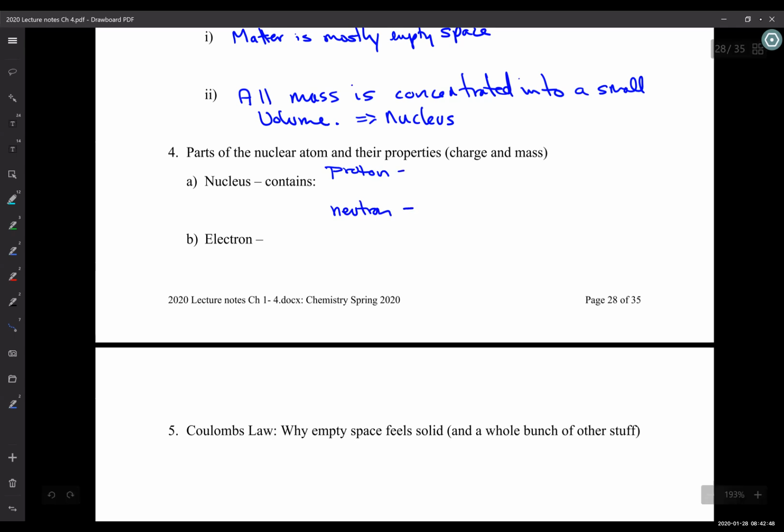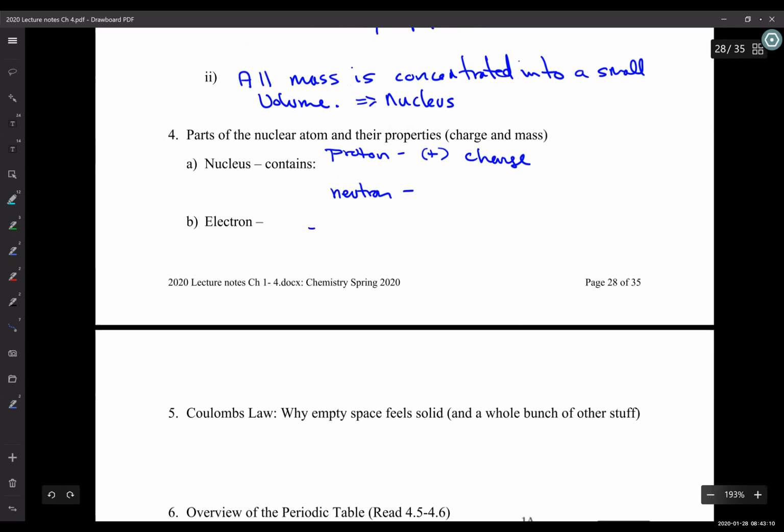And a proton has positive charge. We say it's got a positive charge, a +1, and we take the electron as having a negative charge of -1. So the electron has a negative charge, right? And then the neutron has no charge, because it's neutral. That's where the name comes from.